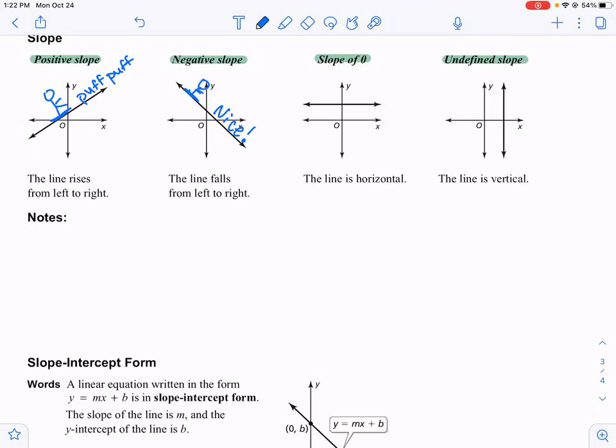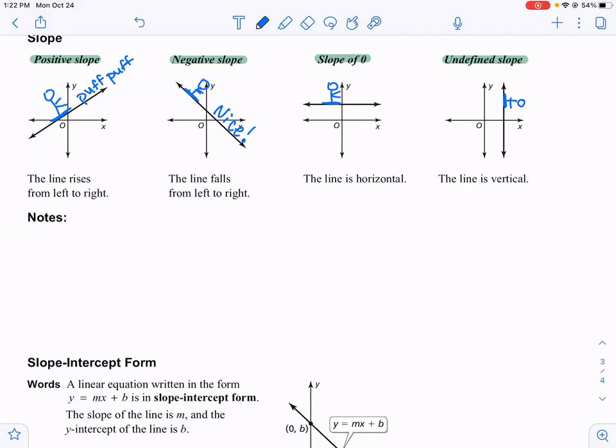A slope of 0. Technically, could he ski on this? Yeah. Cross country ski. Okay. Technically, could our skier ski on this guy? No. This would not be okay, which is why our slope is undefined. This skier man would be undefined. He's not okay.